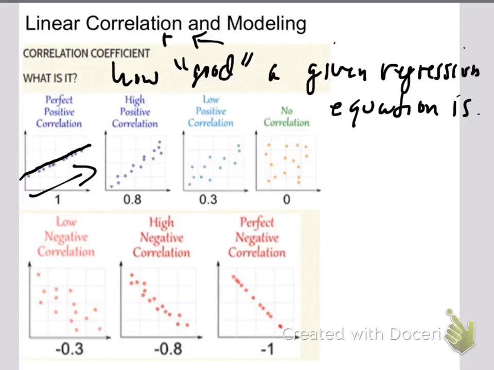A strong negative correlation would be right down here. Again, strong because those data points are right on the line of best fit. Negative because my points are decreasing as I look at it from left to right. Alright, so basically a correlation coefficient close to 1 or -1 assures that our regression equation is a good model to use to make predictions with.